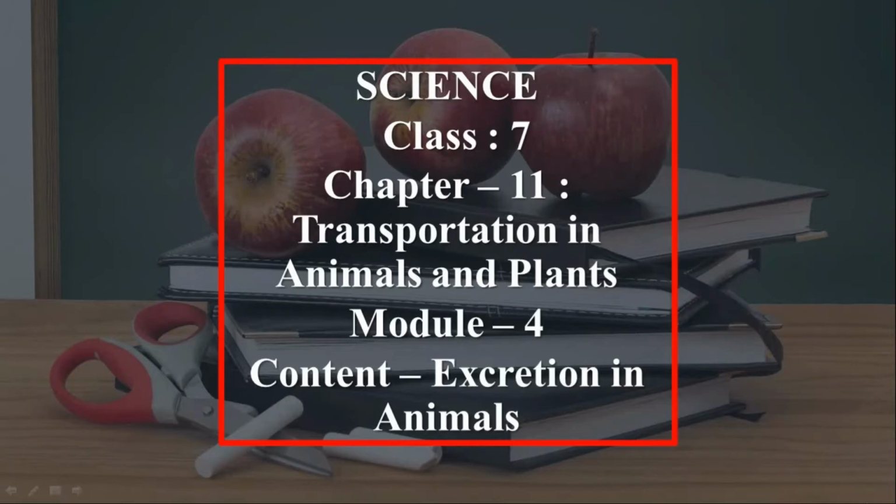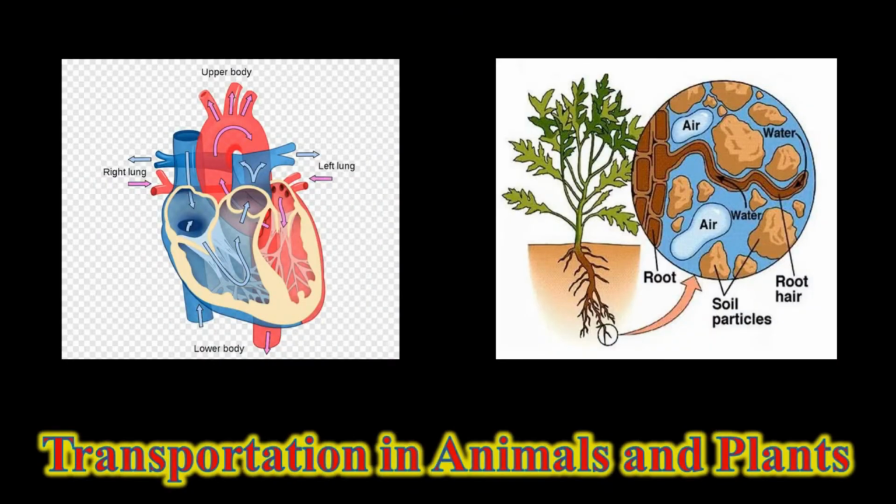Hello students, welcome to the fourth video of science, class 7, chapter 11, transportation in animals and plants. In the previous video of this chapter, we have discussed the blood circulation around the body. And in today's video, we are going to discuss the human excretory system. So let us start today's video.